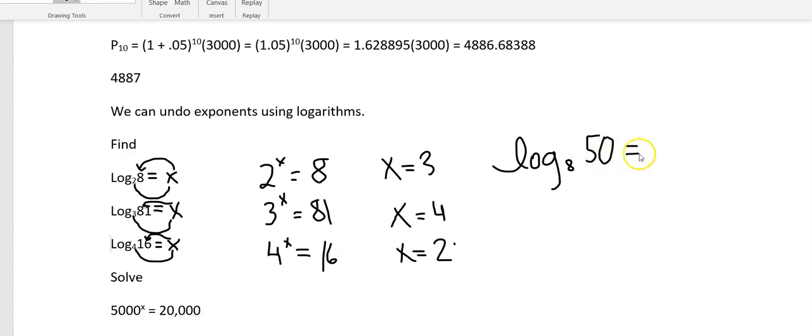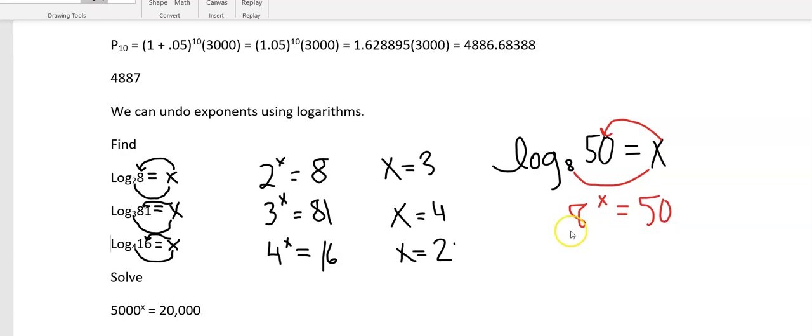Let's do that little circular rewrite we've been doing. Log base 8 of 50, and I'll use a different color here. So 8 to the x power equals 50. Now, if we think about this, 8 to the first power is 8, and 8 squared is 64. So this is somewhere between 1 and 2, but we don't know exactly what it is because it doesn't work out nicely. So that's why we need buttons on our calculator to do logarithms.